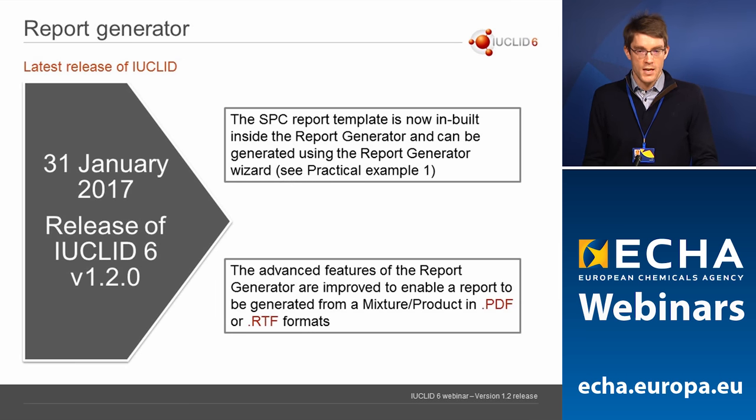So in this latest release of IUCLID version 1.2.0, there's two things I'd like to highlight. Firstly, the SBC report template that I just mentioned is now inbuilt into the report generator, so you can generate this report using the regular wizard. And second of all, the advanced features have been updated so that you can now create a report in PDF and RTF formats when launching from a mixture product data set or dossier.